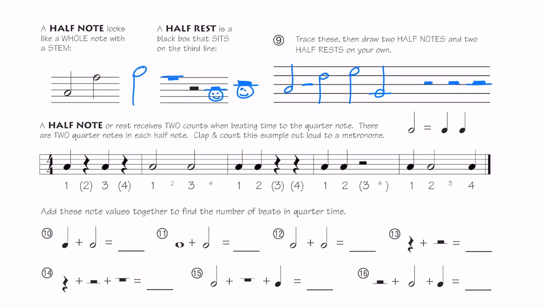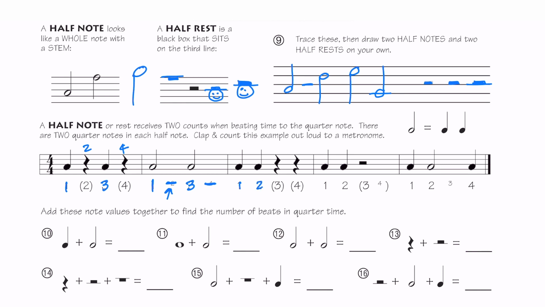All right, a half note in this example receives 2 counts when beating time to the quarter note. So as I'm writing numbers in, remember, I like to put the number above. I don't know why I didn't do that when I wrote this book, but that was a long time ago. A half note, I like to put just 1 dash. So 3, 1 dash. The dash always is the next count after you play the beginning of the note.